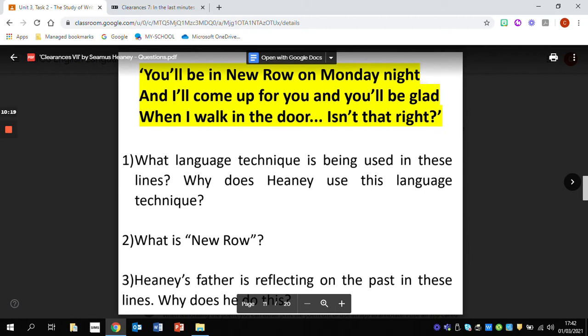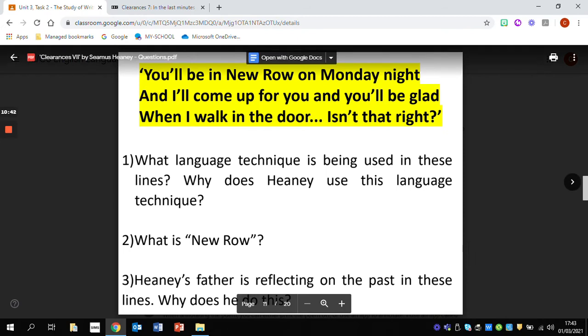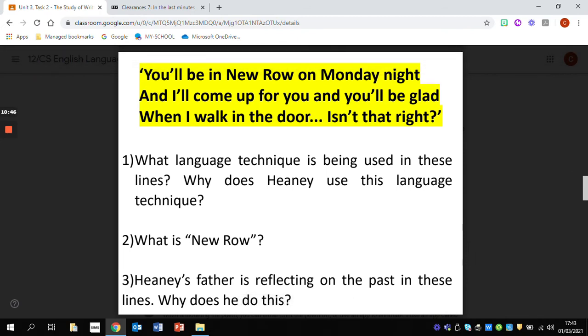What is New Row here? We have New Row. So this is where Heaney's mother grew up in Castle Dawson. "And you'll be in New Row on Monday night and I'll come up for you." So he's going to talk to her. He's reflecting on the past. He's quite reminiscent here. And he's just sharing this little moment with his wife, this little memory of the two of them together as a young couple. Presumably if he's coming for her in her childhood home, they were probably courting back in those days.